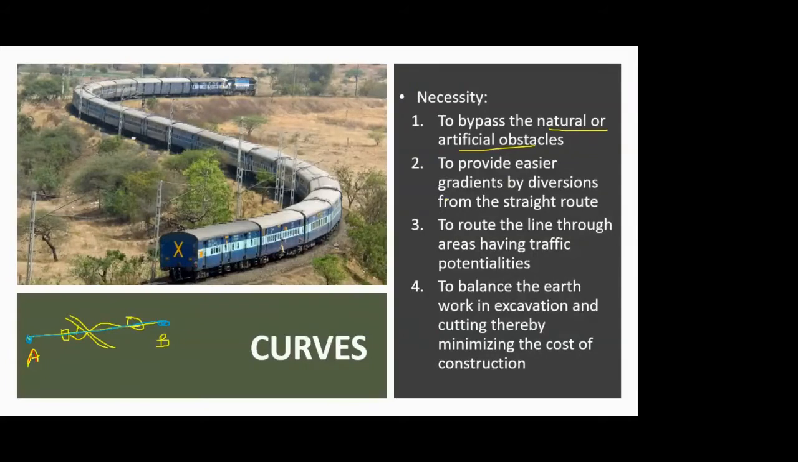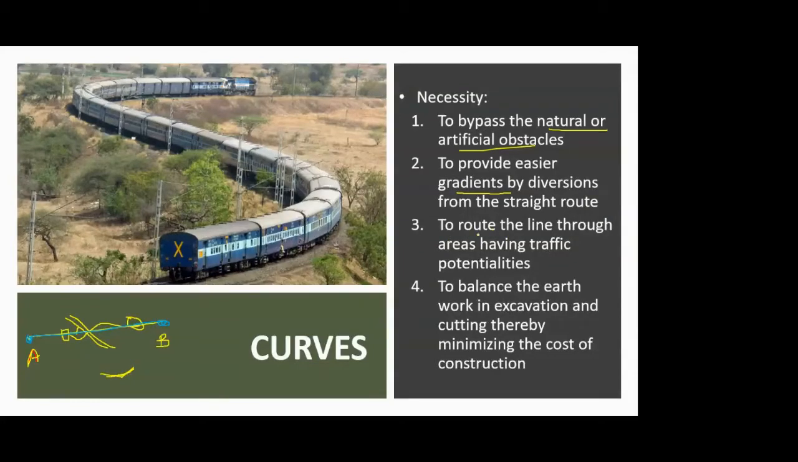Then again, we saw that we provide gradients. So once you provide a change in gradient, if you have two different gradients, up and down, there you have to provide a vertical curve. Okay. So in case of gradients, generally you also inherit the curves part. It might be a vertical curve mostly, or sometimes it might also be a horizontal curve.